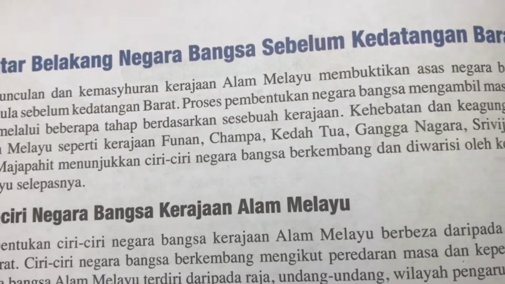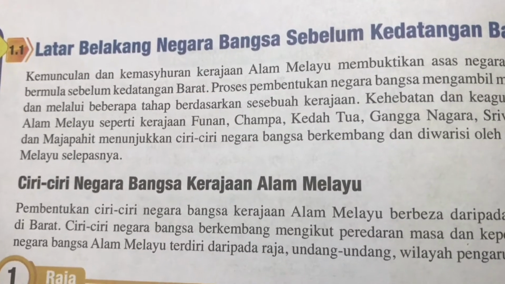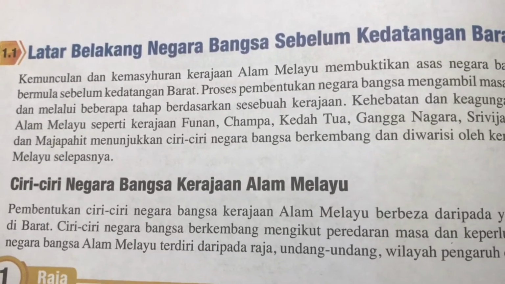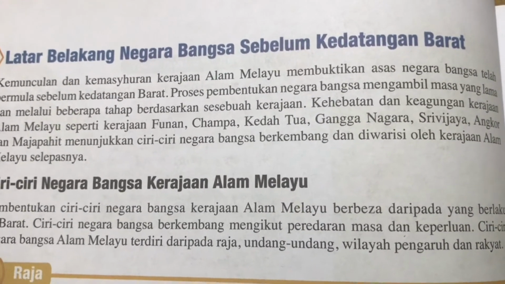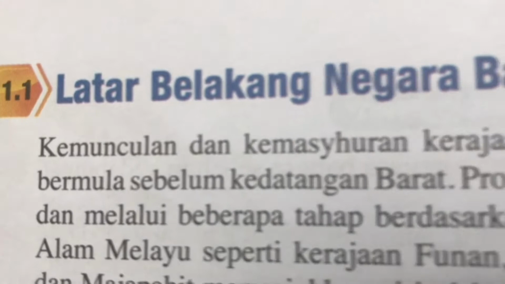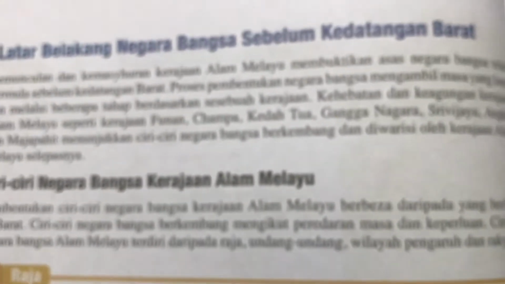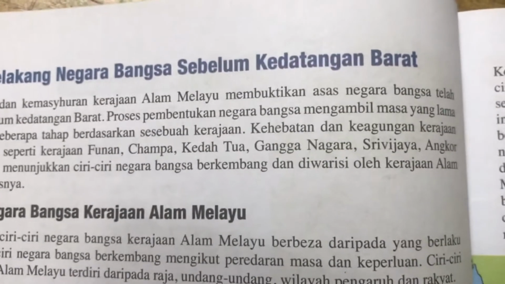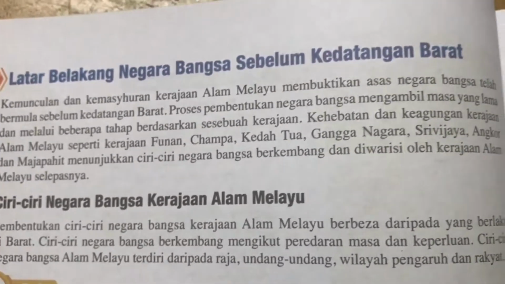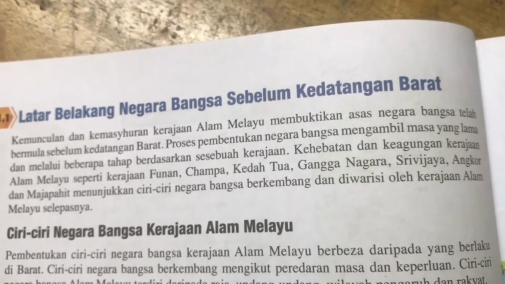Kemunculan kemasyhuran kerajaan alam Melayu membuktikan asas negara bangsa telah bermula sebelum kedatangan Barat. So, apakah bukti yang menunjukkan asas negara bangsa telah bermula di alam Melayu? Kemunculan dan kemasyhuran kerajaan alam Melayu. People won't know about this kerajaan if they don't have the, what do you call that? Okay, great. Look at this technology issue. Okay. People won't know about this negara bangsa if the kerajaan is not famous and the kerajaan is organized.